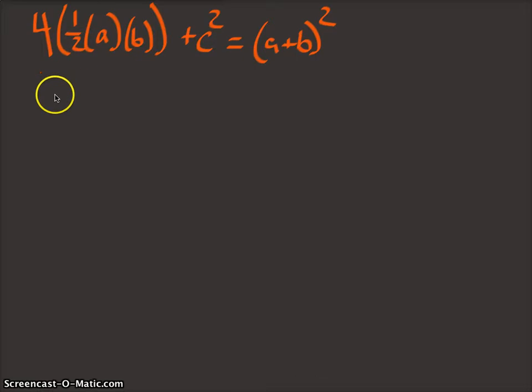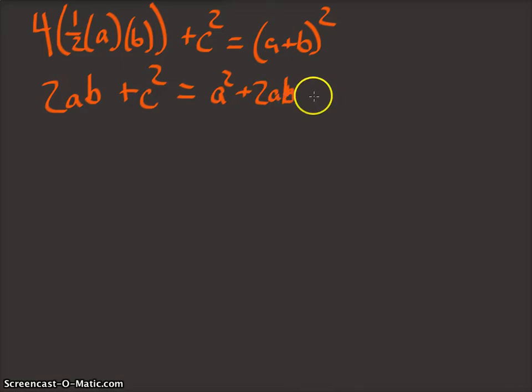First things first, we need to expand the left side and then expand the right side of the equation. So over here on the left side we have 4 in the numerator and 2 in the denominator are going to cancel out and leave us with 2AB plus C squared. Okay, and that's basically simplified on the left side for now. Over here on the right side of our equation we're going to expand out our binomial, which is going to give us A squared plus 2AB, if I can write, plus B squared.